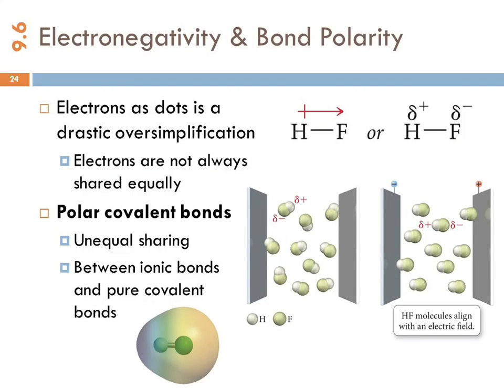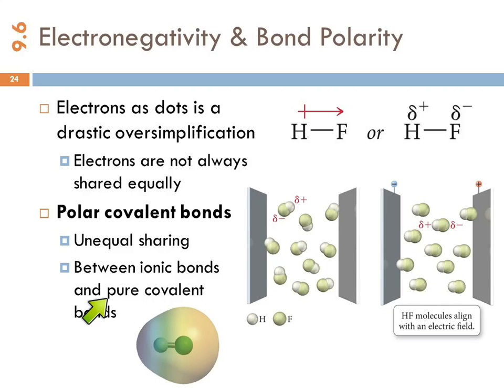Electronegativity and bond polarity. Well, these dots, as you might guess, are a simplification. In fact, the electrons are not always shared equally, just like people don't usually share things really equally, right? And so what we have with unequal sharing is what's called a polar covalent bond. And this is between an ionic bond and a pure covalent bond.